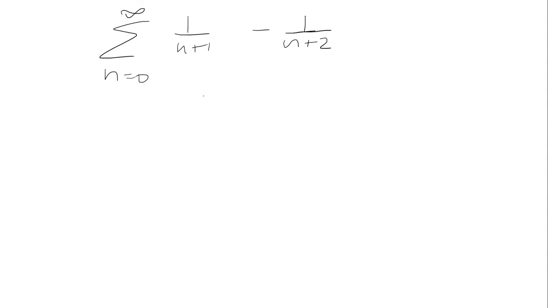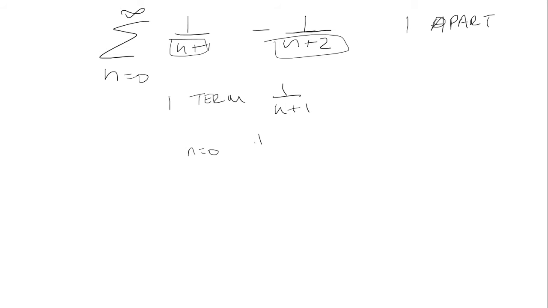So the way to handle this is to see how far apart is the n plus 1 with n plus 2. We know that they're 1 apart from each other. So therefore you're going to have one term of 1 over n plus 1. So that's going to be the first term when n equals 0, which is just 1. So this series converges to 1.